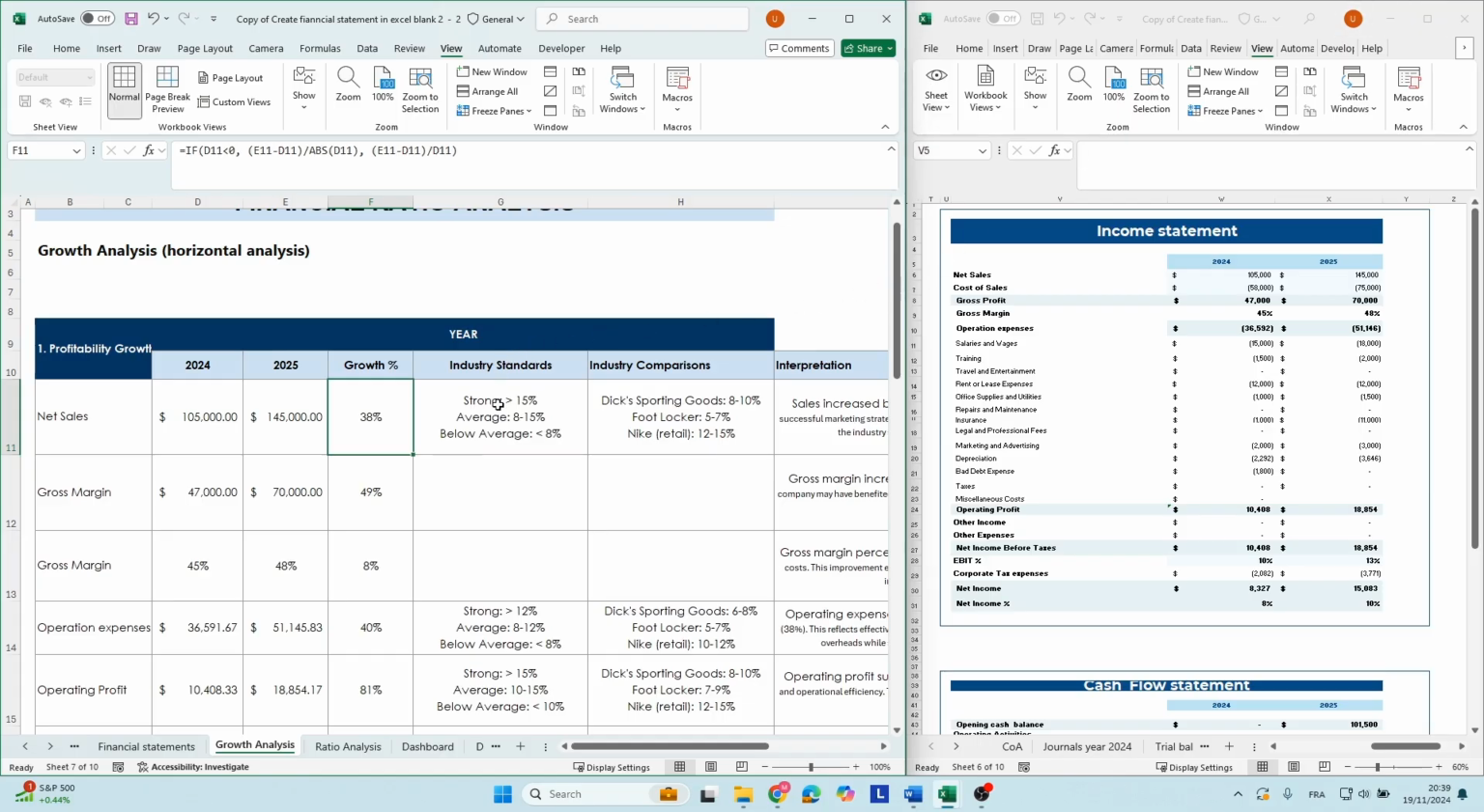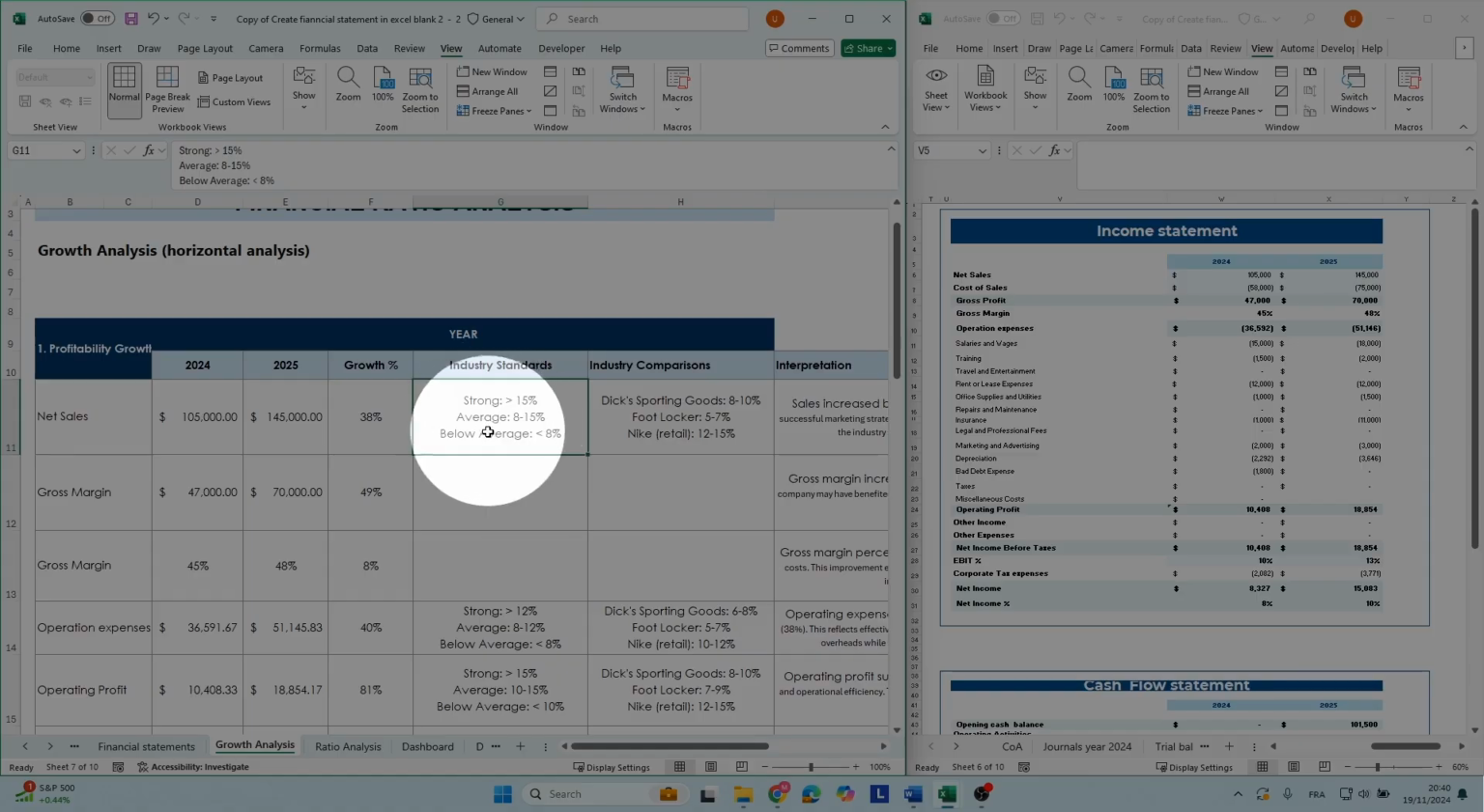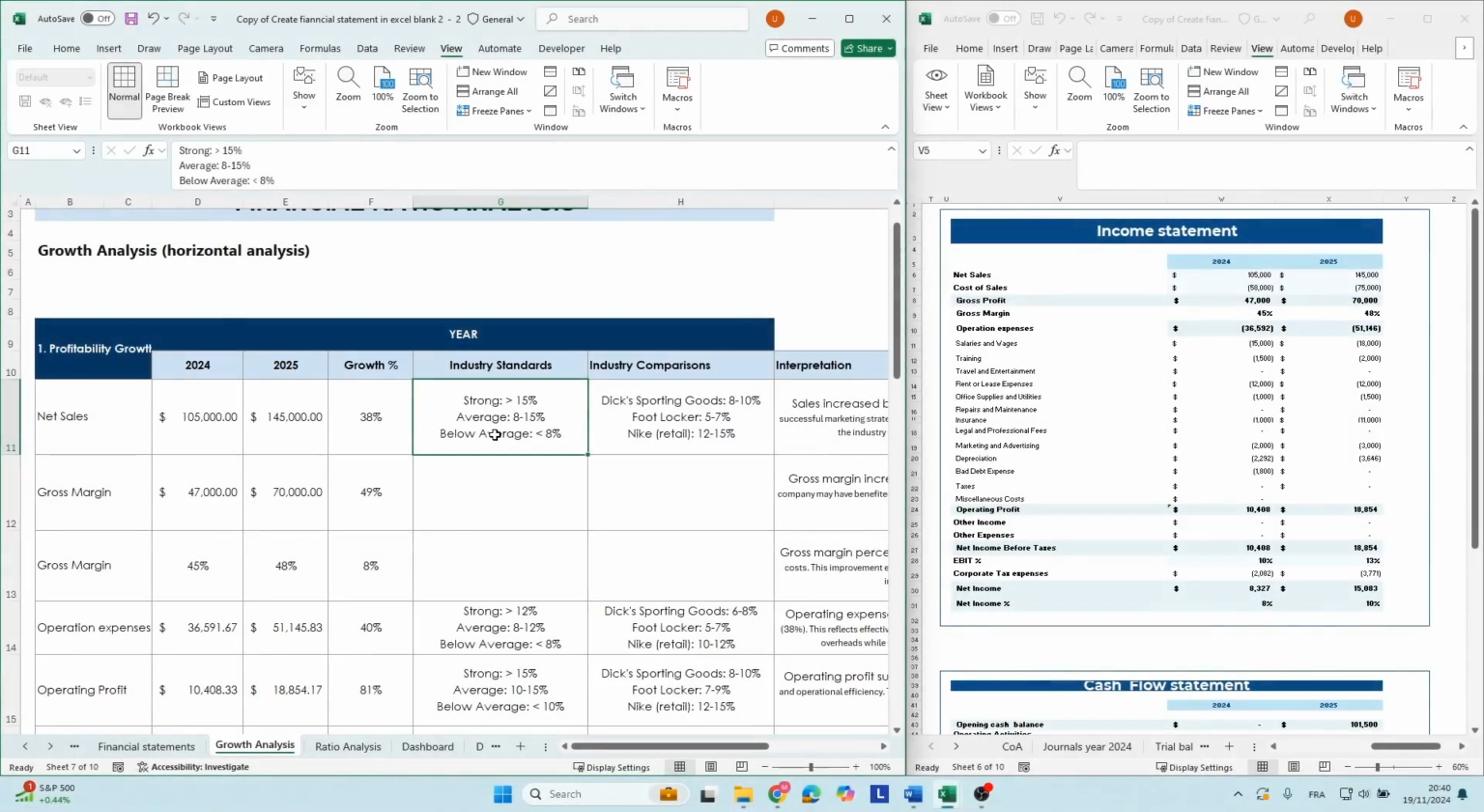And here we have comparison with the industry standard, which is between 8 to 15%. If the growth is higher than 10%, that means this is a strong revenue growth. If it's between 8 to 15%, that means this is average. If it's below 8%, that means the company needs to have improvement in order to achieve higher growth year over year. Then we compare the data for industry comparison.